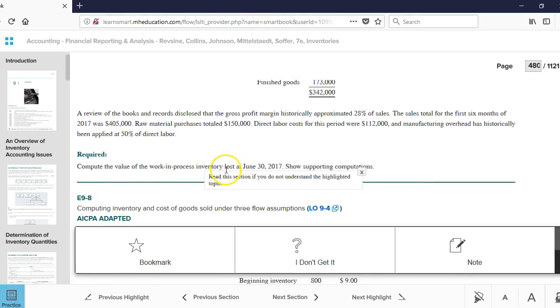Okay. So remember, for manufacturers, they really have 3 inventory accounts. They have raw materials, work in process, and then finished goods.